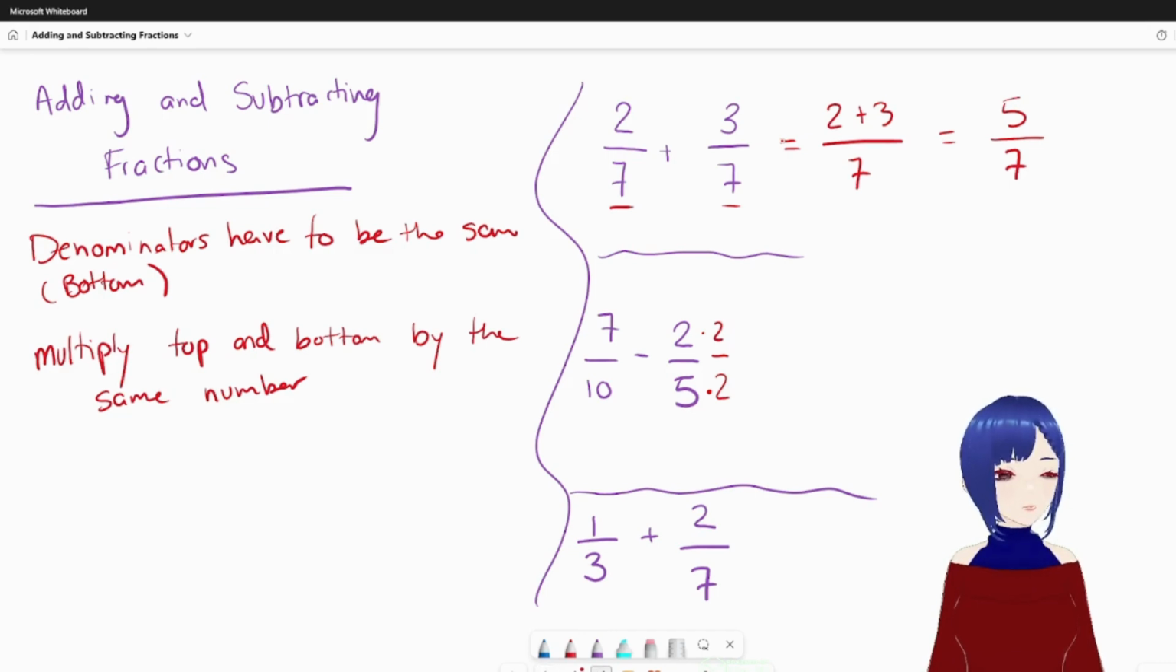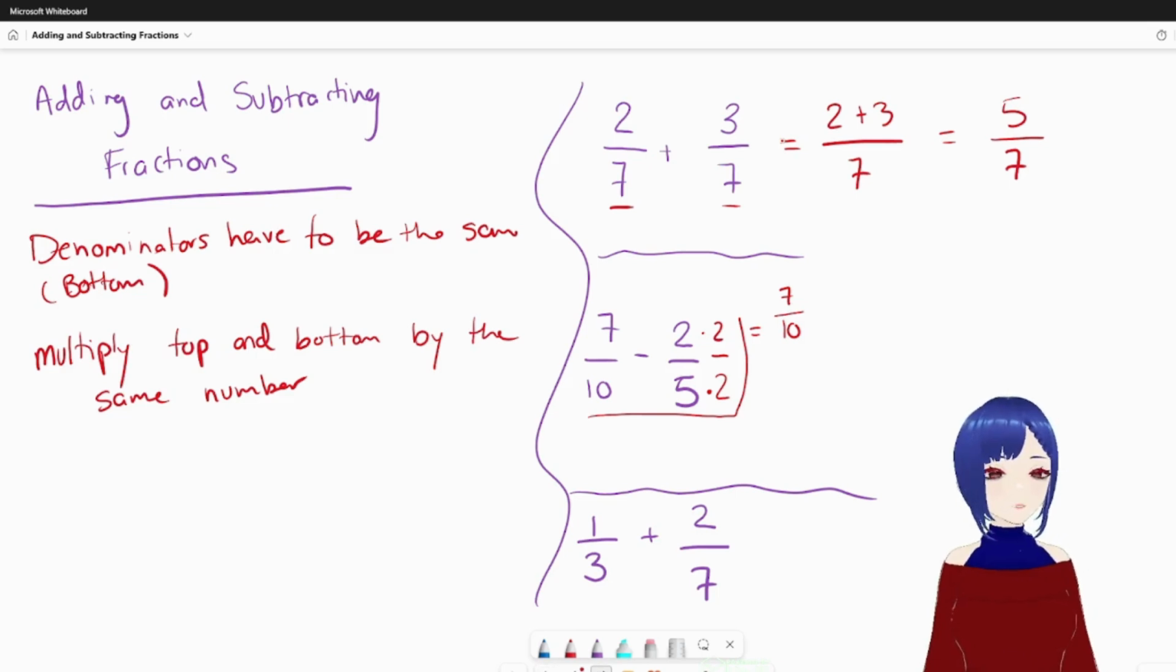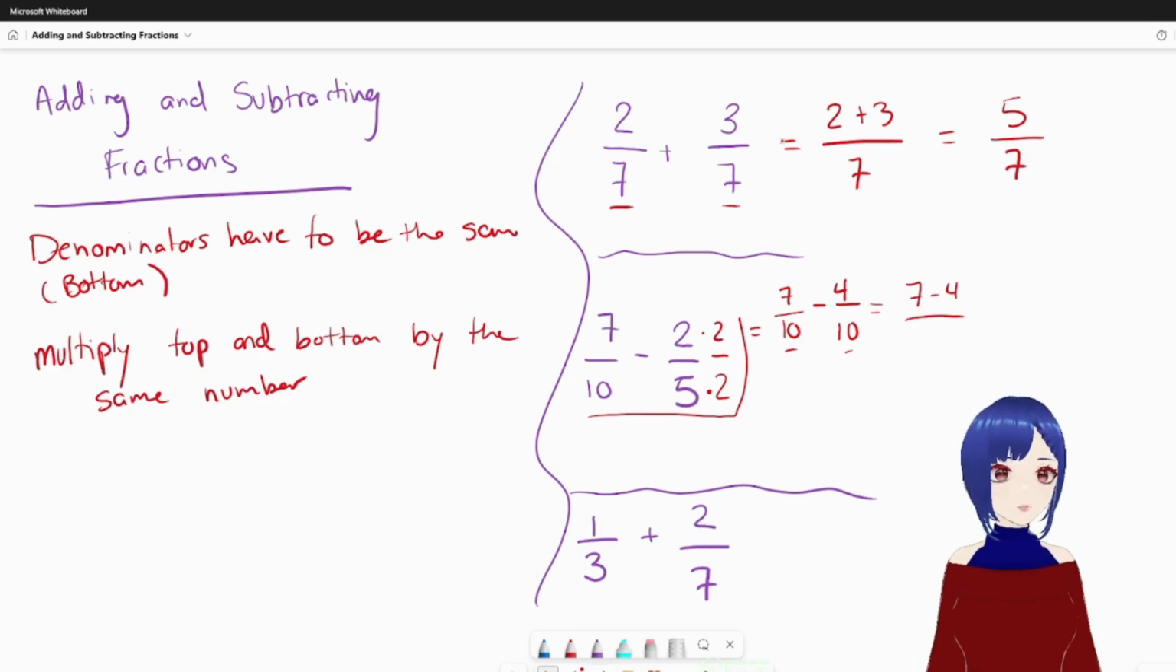So instead of doing 7 out of 10 minus 2 out of 5, we would do 2 times 2 is 4, 5 times 2 is 10. Now they're both out of 10. They're both the same type of fraction. In order to combine them, they have to be the same type of fraction. So 7 minus 4. Remember, once they're the same, it becomes really easy because you're just doing a regular addition or subtraction question using only the numbers in the top, the numerators. 7 minus 4 is 3.